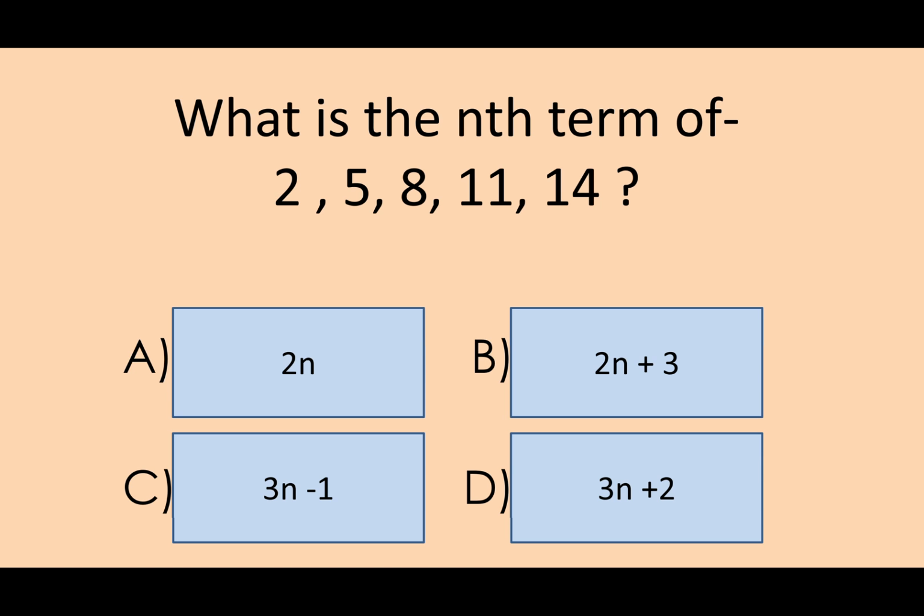Okay, let's start the lesson. Now, I hope you can see my screen. What is the nth term of 2, 5, 8, 11 and 14? Have a guess. Well, not guess, find out. Can you post your answers in the comment section, please? So A is 2n, B is 2n plus 3, C is 3n minus 1, and D is 3n plus 2.